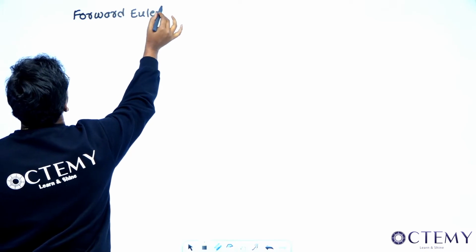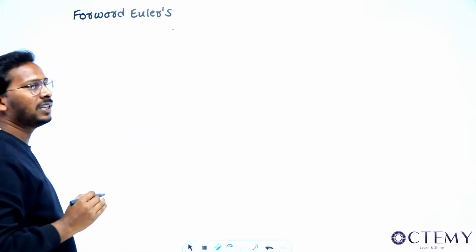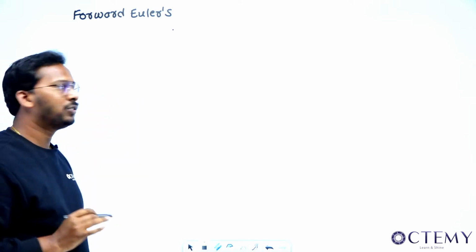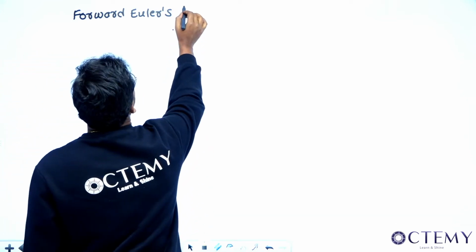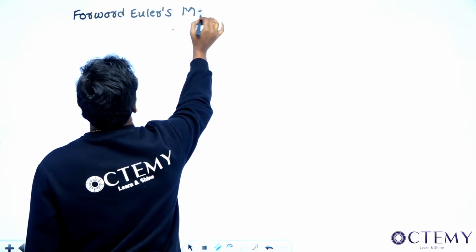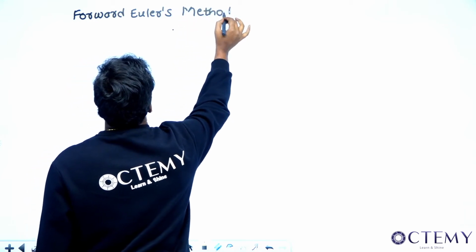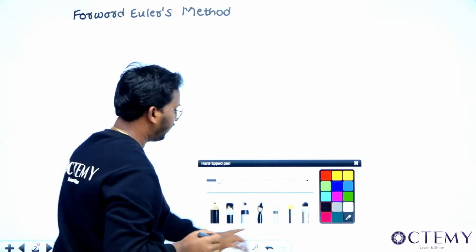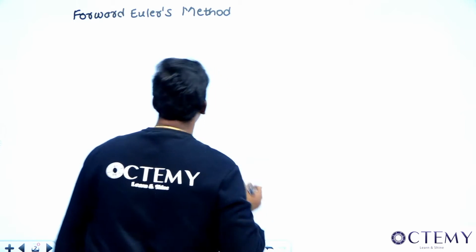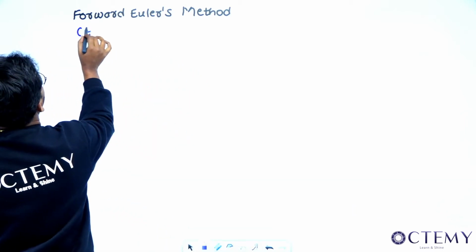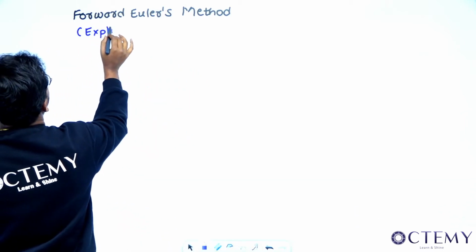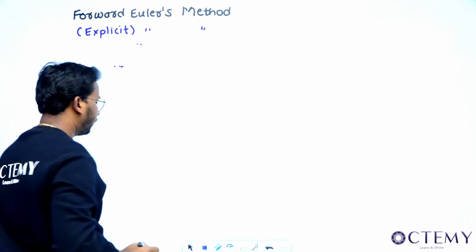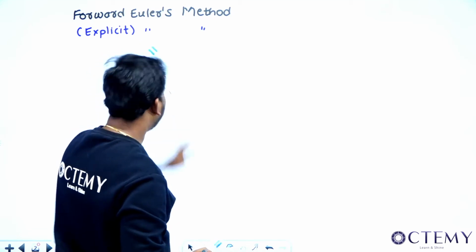Or by default you have to apply this method only, sir. If he is not saying forward, backward, implicit, explicit, Euler's method means this is the first method you should apply. It is called forward Euler's method, or it is also called explicit Euler's method. Explicit Euler's method, right? Now let us try to understand it.